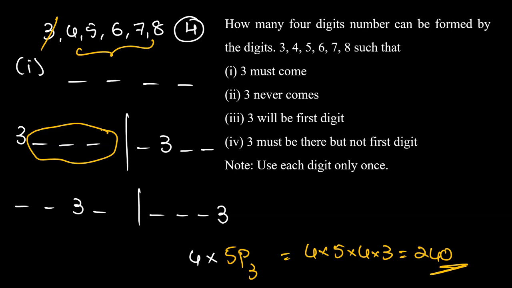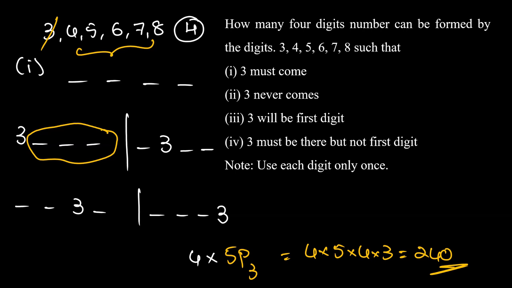Any doubt in this point, please? 3 must come. 3 can occupy thousands place, hundreds place, tens place, units place, all these different places chances is there. So that's what finally 4 into 5p3 we got 240.